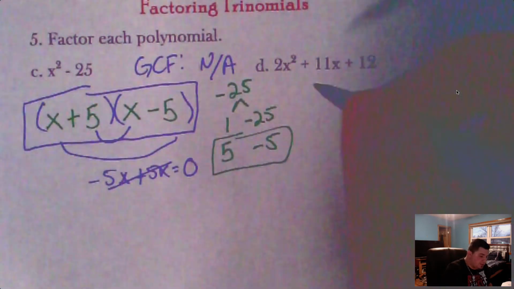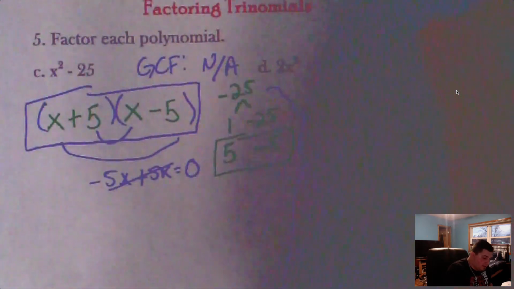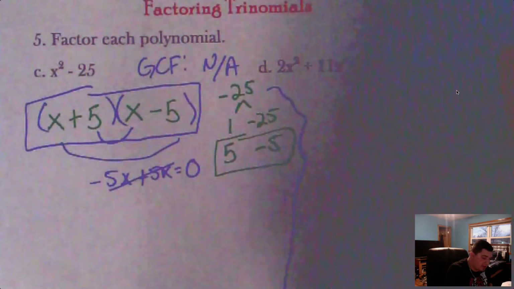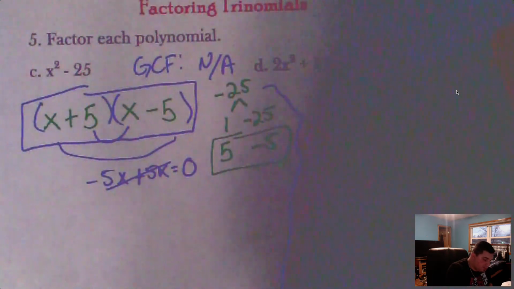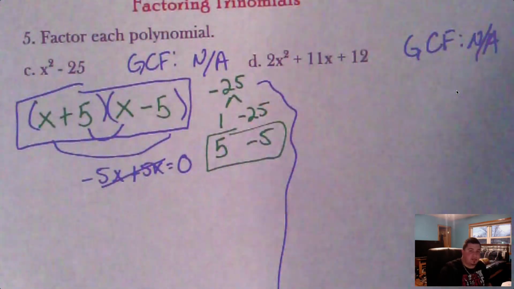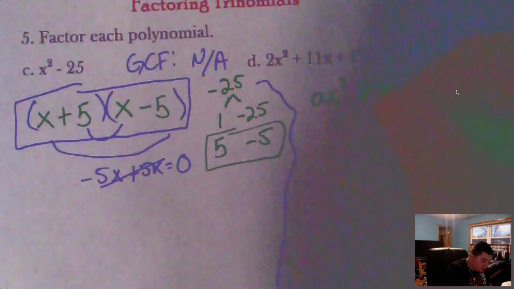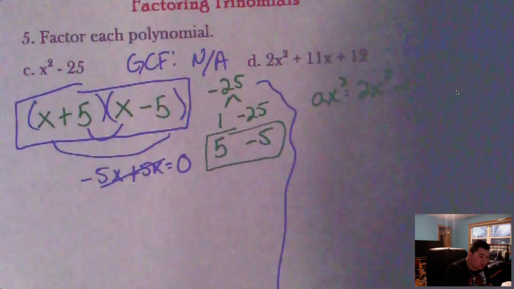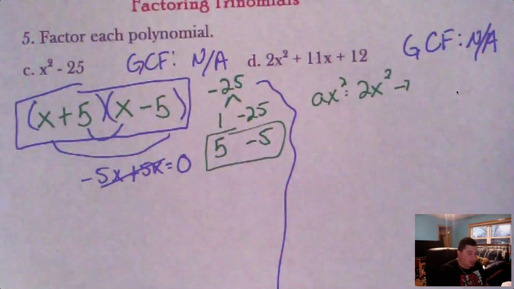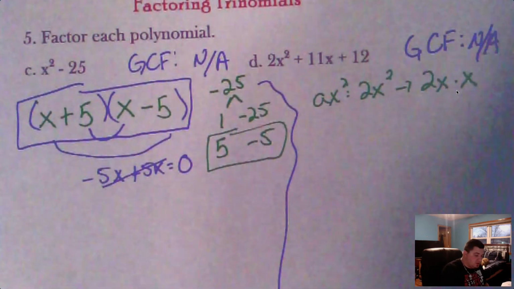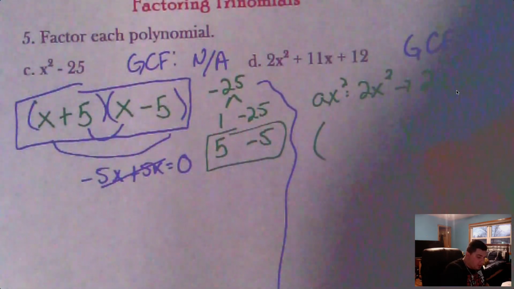All right. So now this one's a little bit different. It again does not have a GCF because 2 cannot go into 11 with no remainder. So it's not going to be x and x this time. Now the ax squared term is 2x squared, which means we have to figure out what multiplies to 2x squared. 2x squared is 2x times x. So we're going to make our parentheses around that.